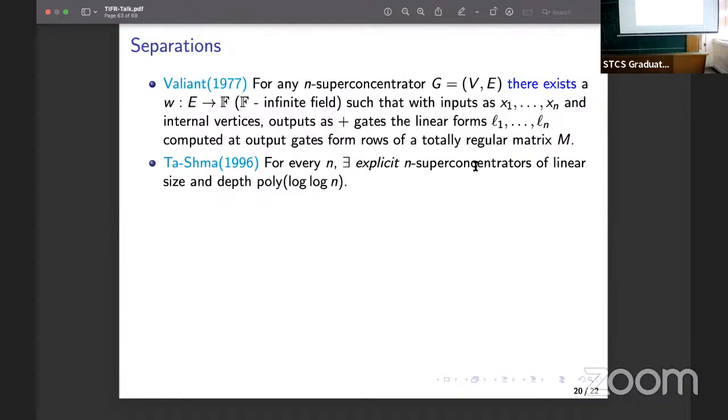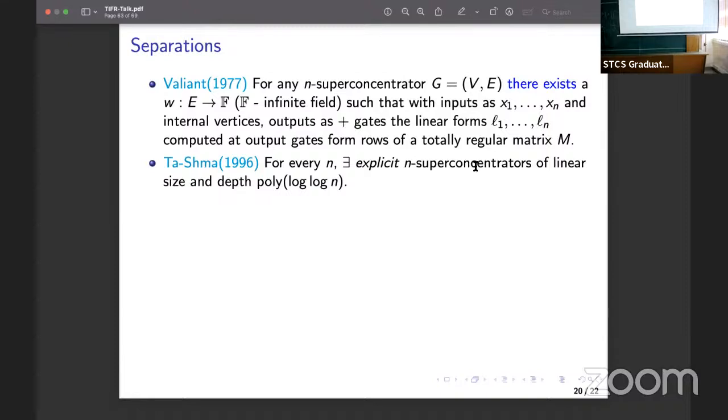So now we want to find a separation between circuits and planar circuits. One thing we have shown is that if your planar circuit computed y transpose Mx where M is totally regular, then the size must be n log n. So we want to use that total regularity. So what Valiant observed is that if I start with an n super concentrator here, and there are n inputs here, so I can put x1, x2 to xn.